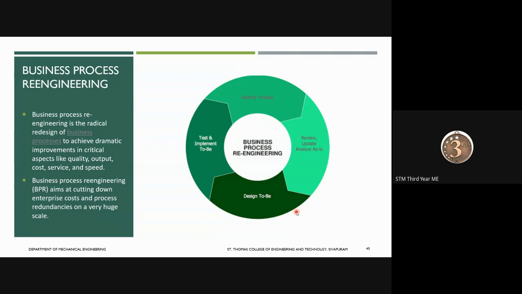We have already learned about prototype under module 1, and that is coming under design to be. So a prototype is formed, and that is then tested and then implemented. It is tested for quality, output, cost, service, and speed. Once it is satisfactory, then this particular process or product is introduced and implemented. So that is the way BPR is handled or conducted.